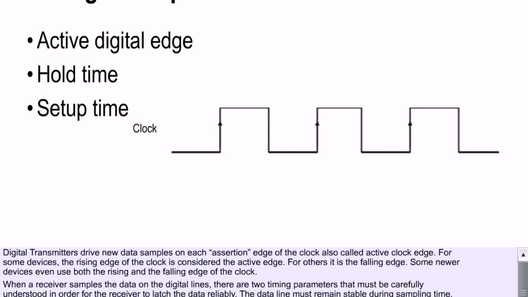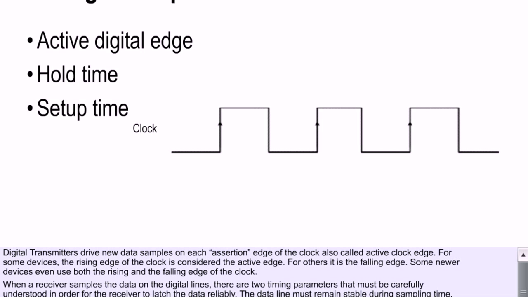Digital transmitters drive new data samples on each assertion edge of the clock, also called active clock edge. For some devices, the rising edge of the clock is considered the active edge. For others, it is the falling edge. Some newer devices even use both the rising and the falling edge of the clock.